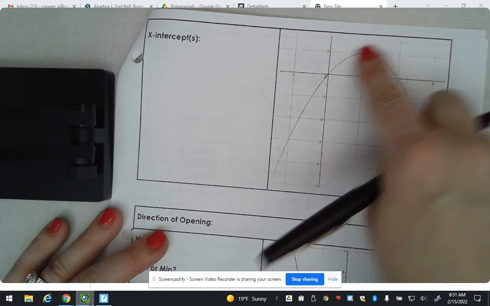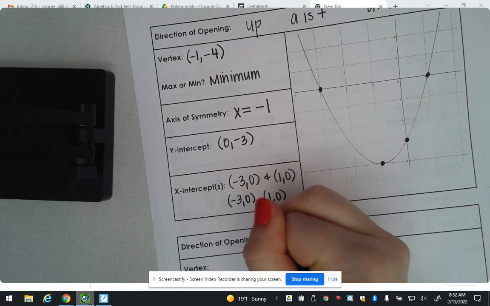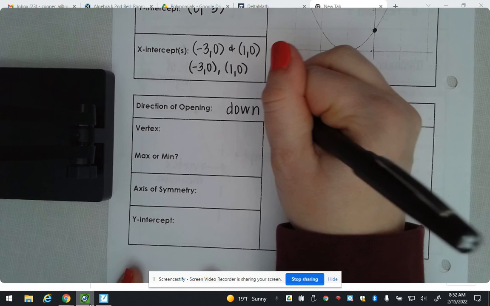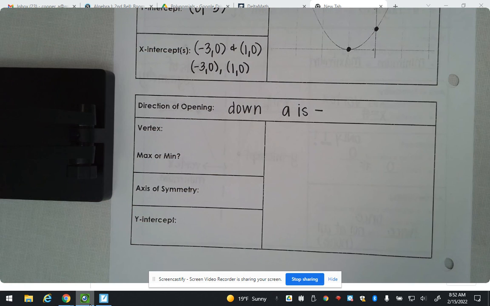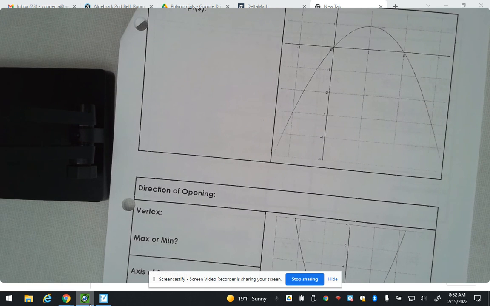Here's my graph. Opening up or down? Opens down. If it opens down, what else do I know? So A is negative. Or what else could I write? A is less than 0. Cool? Vertex, max or min? Max.